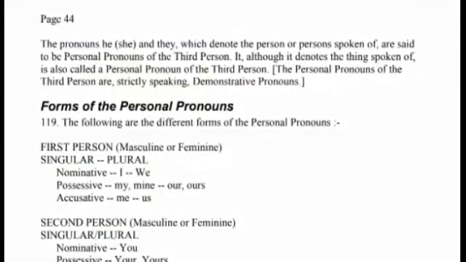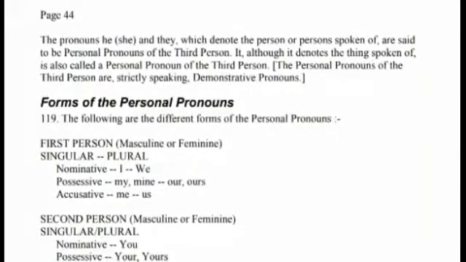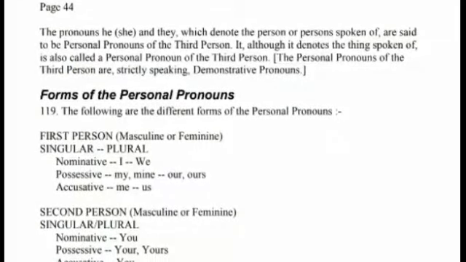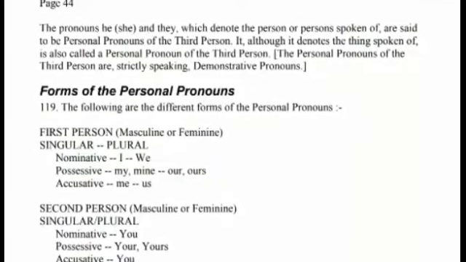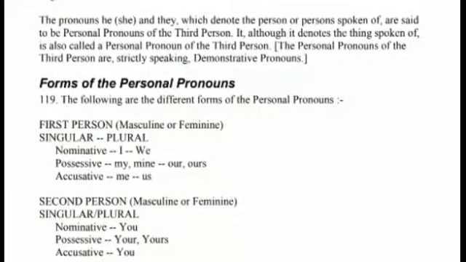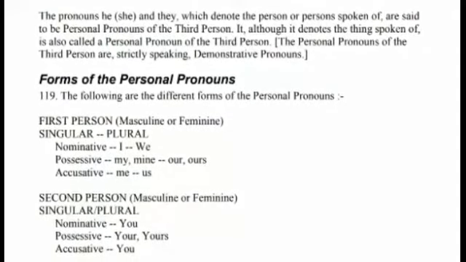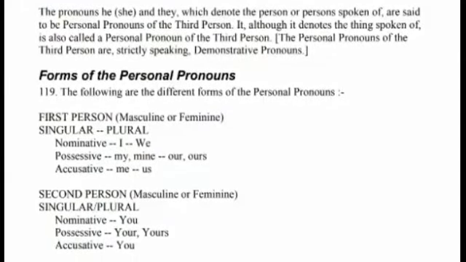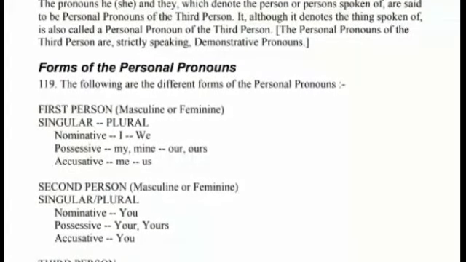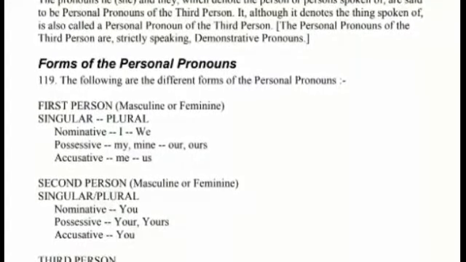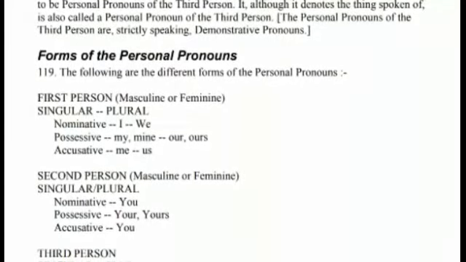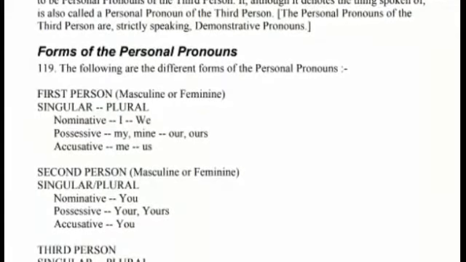Next topic is forms of the personal pronouns. For first person, that is for both the genders, masculine gender and feminine gender, there are 3 types: nominative, possessive, and accusative. For singular nominative, I, this is personal pronoun. For nominative plural, we. For possessive singular, my, mine. Plural, our, ours. Accusative singular, me. Plural, us.